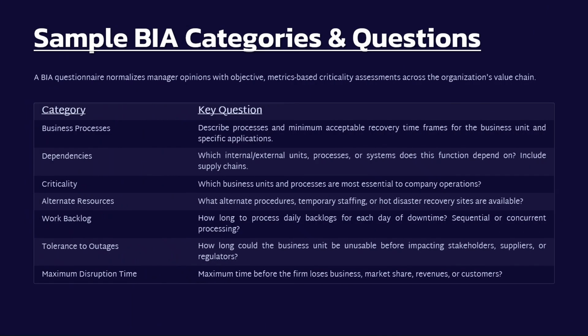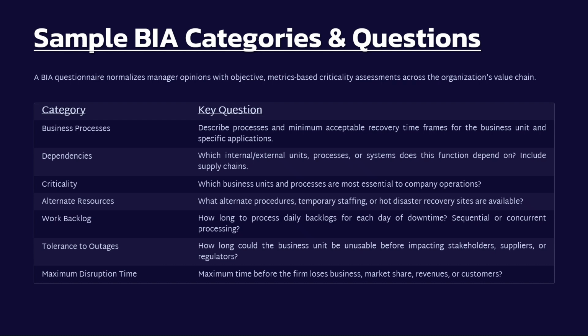A business impact analysis often uses structured questionnaires to help managers evaluate operational priorities and recovery requirements. One category focuses on business processes, identifying the specific processes that must be restored quickly to maintain operations. Another category examines dependencies, such as systems, personnel, suppliers, or external partners that support critical functions. The BIA also looks at criticality, asking which business units or processes are most essential for the organization's survival.